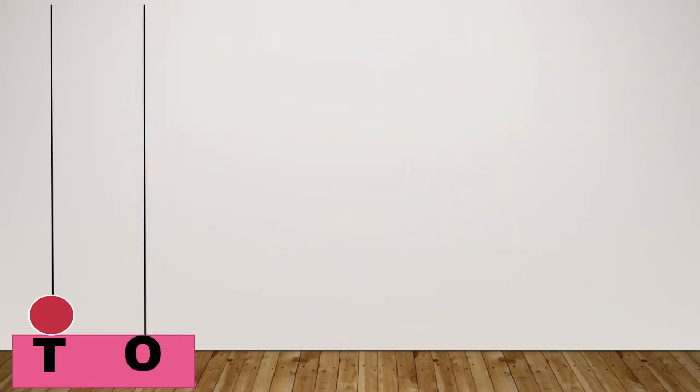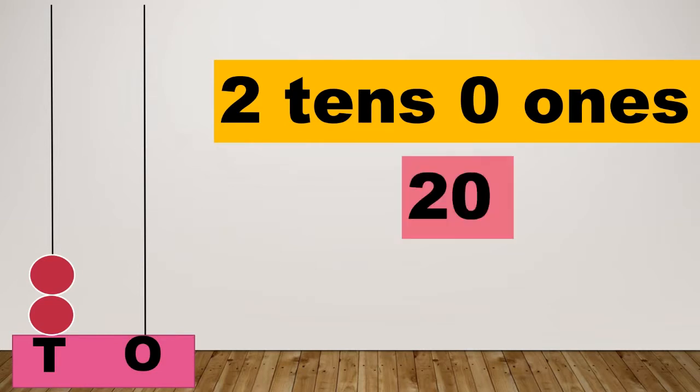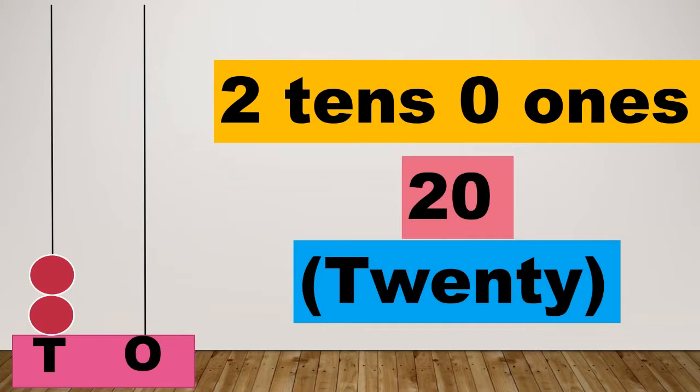If I want to put one more bead, then I will remove all the beads from ones place and put one bead in tens place, because 20 means 2 tens 0 ones. 2 tens 0 ones makes 20. TWENTY, 20. Next class we will see the next two-digit numbers. Understood? Now one more time we will count the numbers.